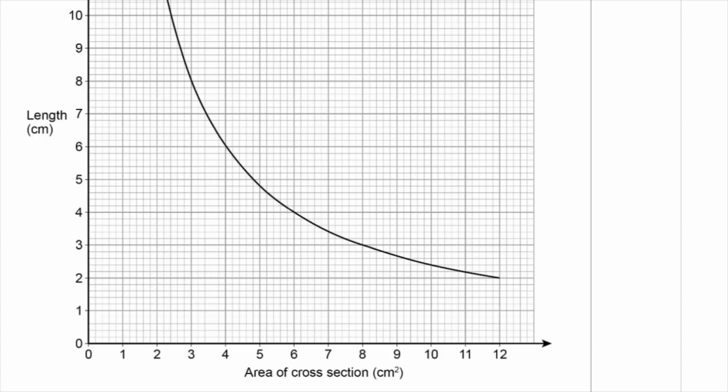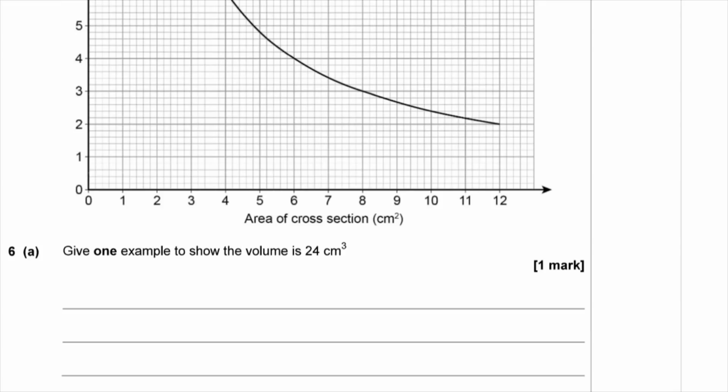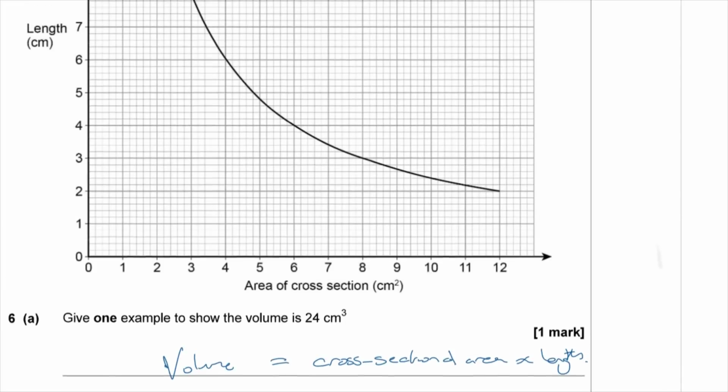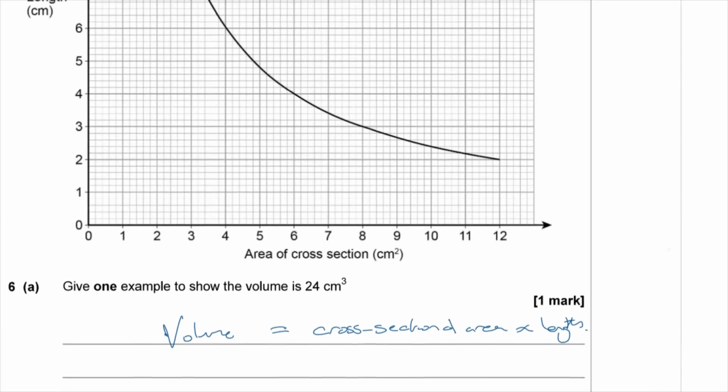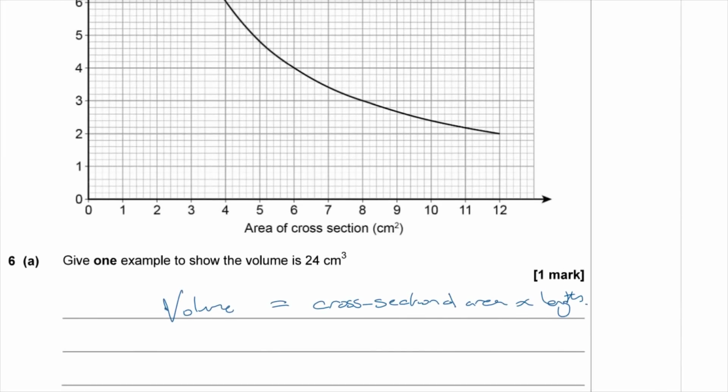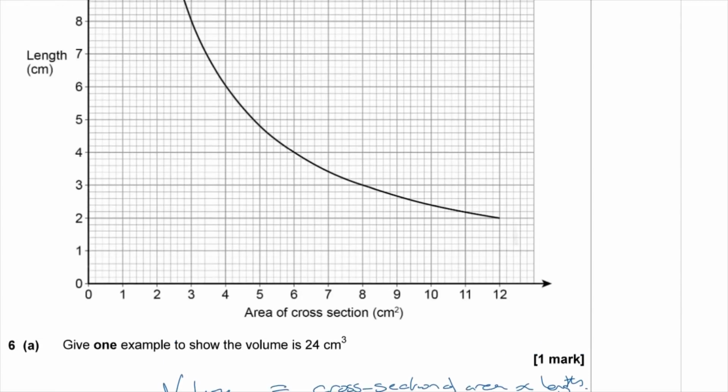Okay, so let's just pick any value on here. So the volume of a prism is given by its cross sectional area times its length. So we basically need to take a point on this curve, work out the two values and multiply them together, and that should give us the volume.